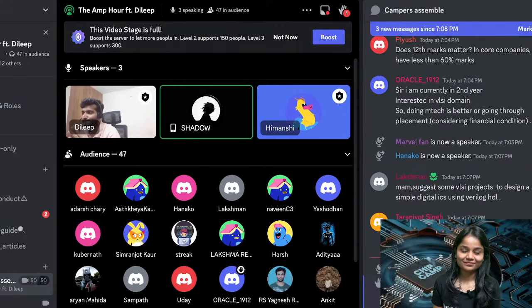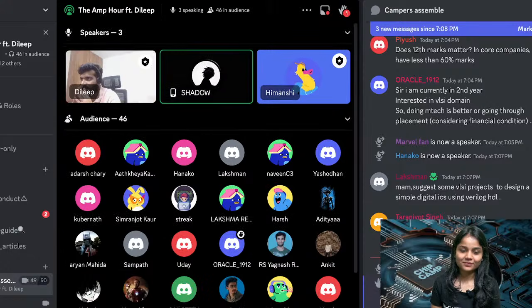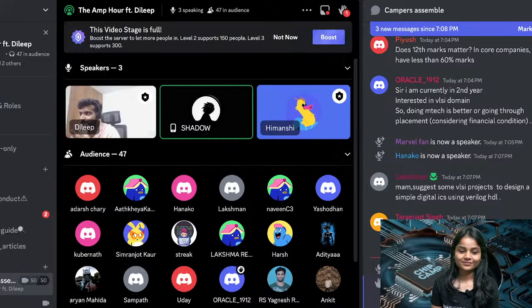Sir, I am currently in first year and I have already started my GATE preparation with VLSI as the syllabus is the same. I am planning to give my first attempt of GATE in third year. After that, in fourth year, should I go for placements or higher studies, which will be better for me?